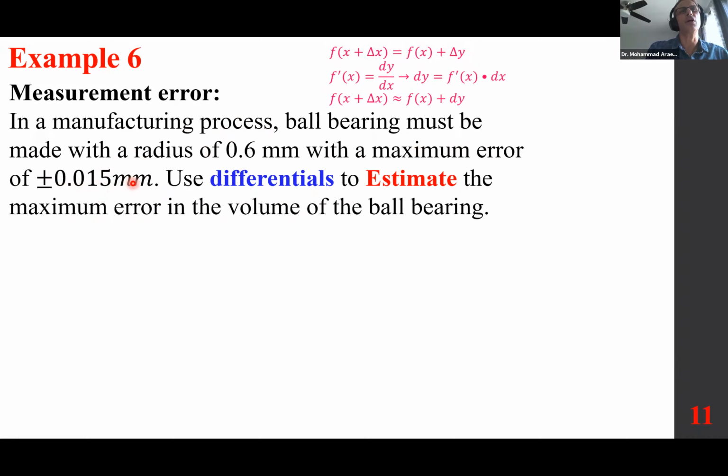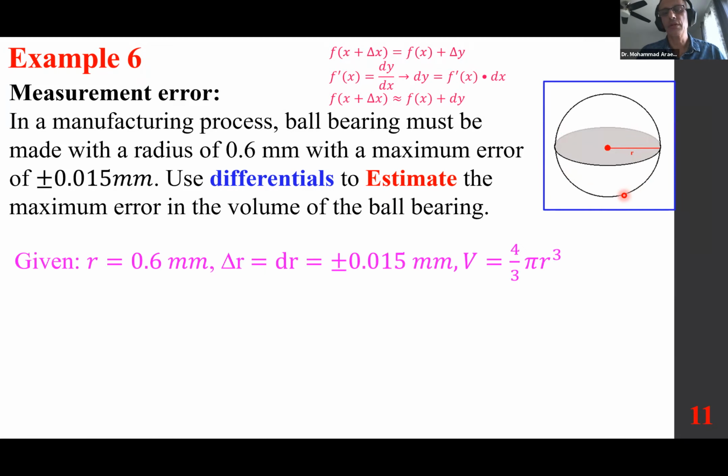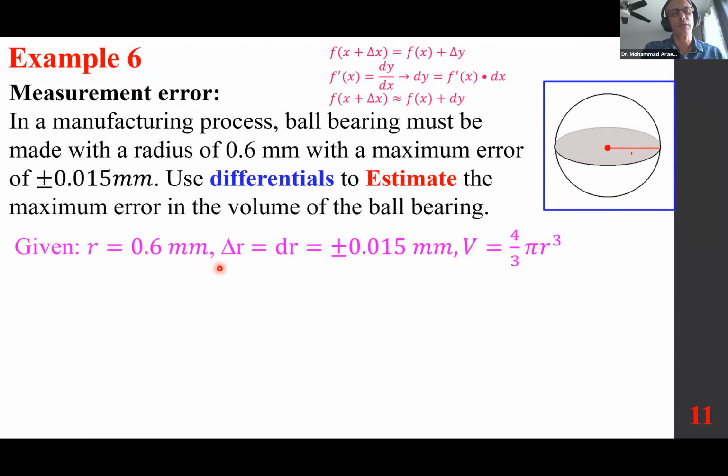That means delta R or dr. And the relationship between a volume of a ball bearing and the radius, you have to know this, is in the shape of a sphere. The volume is 4/3 pi r cubed. So this is the spherical shape. R is 0.6 millimeter, delta R is plus minus 0.015 millimeters. And again, we should know this from basic geometry, or we've seen it in algebra.